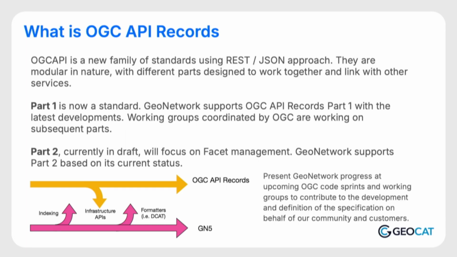We've got part 1, which is really focused on advertising the records as an OGC API collection. And then we also have part 2 we're working on, which provides the idea of facets, and I'll have a picture of that in a moment. But the idea here is that as the standard is developed, we are updating and working on an implementation for GeoNetwork at the same time.